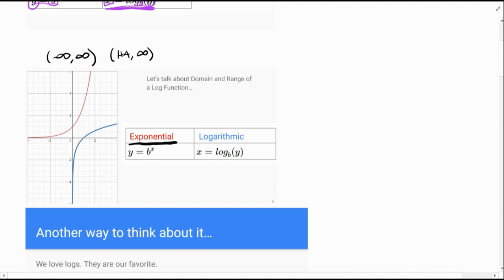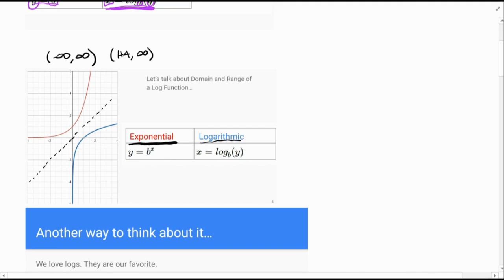Inverses are always a reflection over the line y equals x. So what that means is that if you see this red graph, the exponential function, and we flip that over this dashed line, y equals x, we land on this blue line, which is the logarithmic function. So again, for inverses, we flip that over.